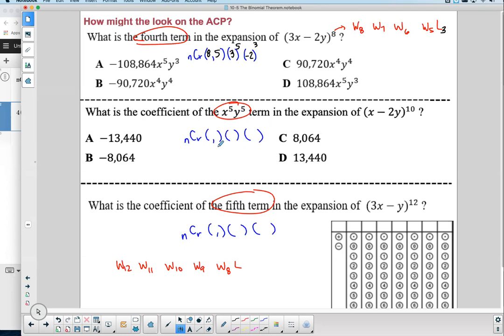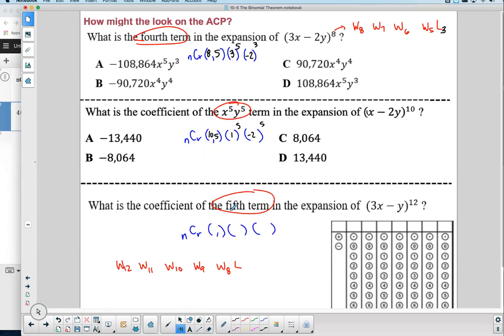Okay, next one. What number do we put right here? Ten. 10 is correct. And in the second spot? How many wins or losses do we have? 5. 5. That would go there. I have 1x, -2y. 1, -2. And it's a 5 and a 5. So that would get you that one.